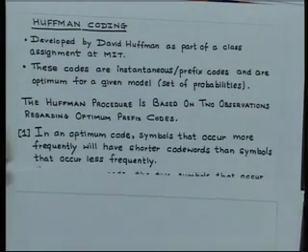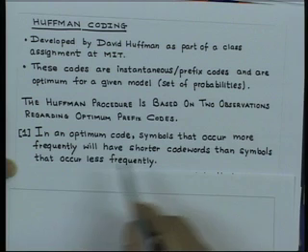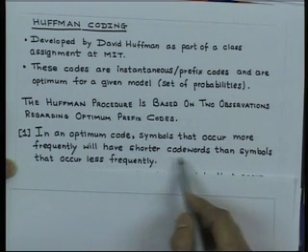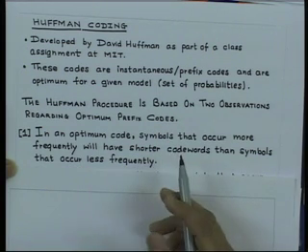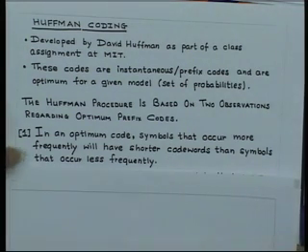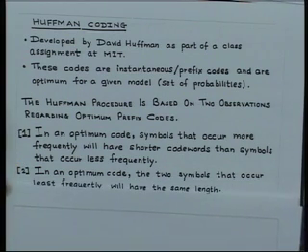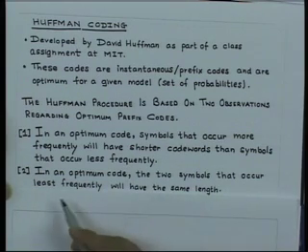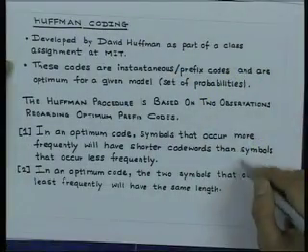These 2 observations are: in an optimum code, symbols that occur more frequently will have shorter code words than symbols that occur less frequently. That is the first condition which any optimum prefix code should satisfy. Another condition is that in an optimum code the two symbols that occur least frequently will have the same length. It is not very difficult to see that both these observations are true.